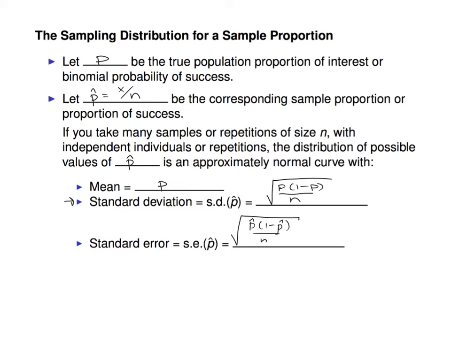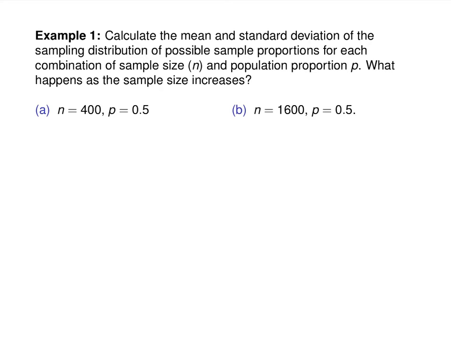So this standard deviation tells you the true variability you're going to see in that sample proportion over samples of a fixed size. And what we're going to look at next is what happens to this standard deviation as your sample size increases. So find the mean and standard deviation of the sampling distribution of possible sample proportions for each combination of sample size and population proportion. What happens as the sample size increases?